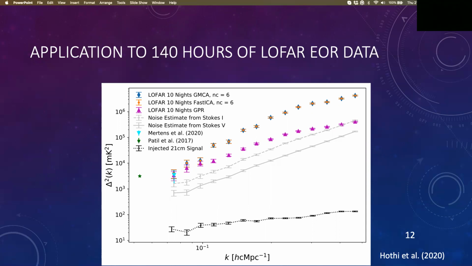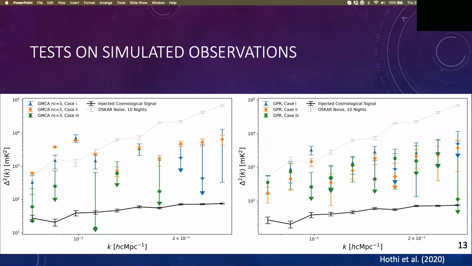And then at around a K value of 0.1, GMCA and FastICA begin to deviate away from the result of GPR. And now the motive of this paper is to find out why or what is causing the degradation of performance of GMCA and FastICA with K, as GPR clearly stays pretty close to the noise. And so the obvious thing might be instrumental effects. And so we simulate the foreground.